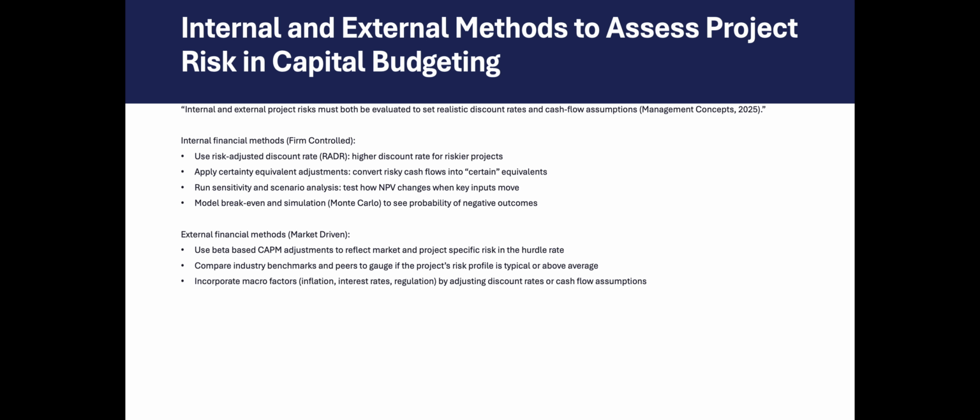Externally, we also want to check against the market and the industry. CAPM's one way to connect that risk to required return. A quick example would be benchmarking. So if competitors typically earn 12% return on their expansion, and our model is saying 25% with no extra risk, that's probably a sign that we should double check our input.